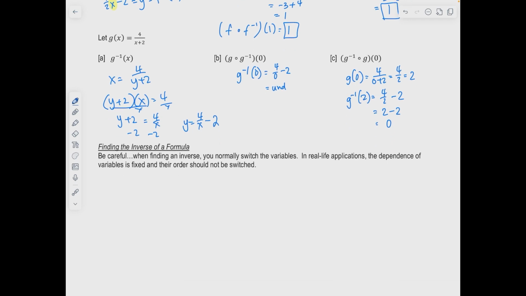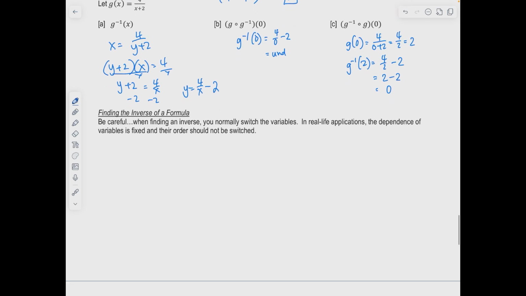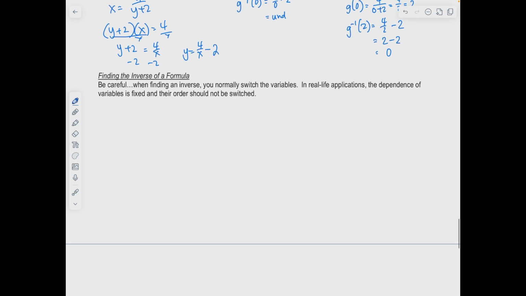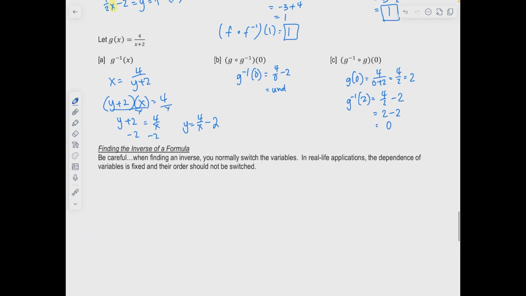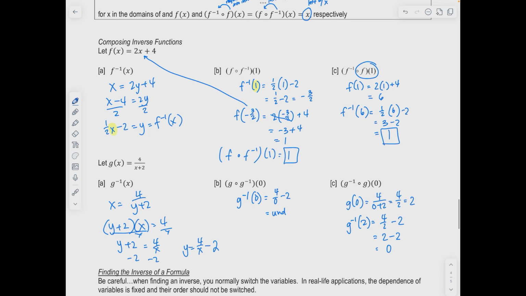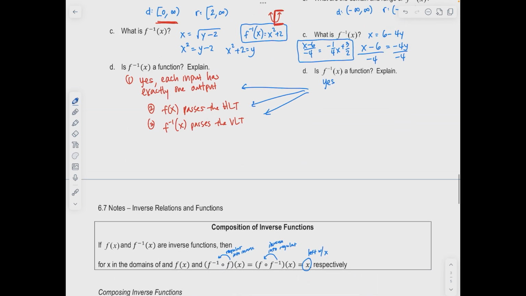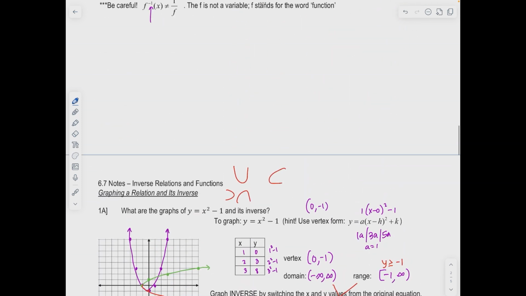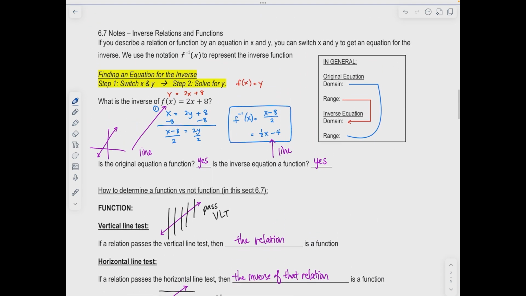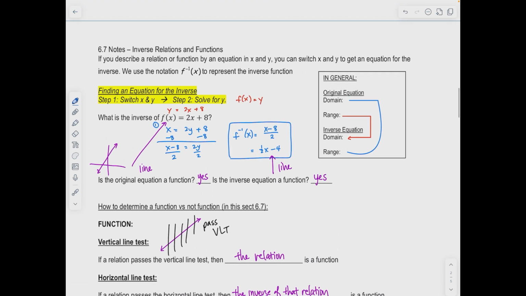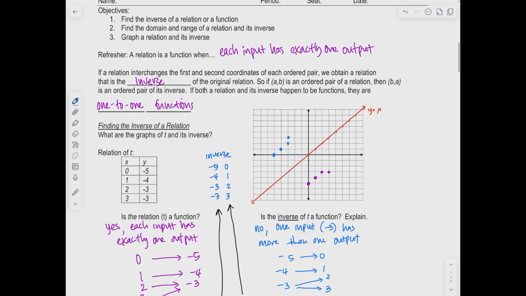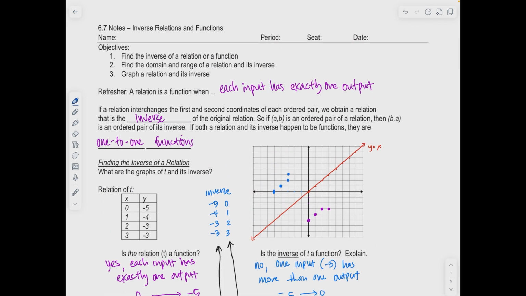Okay. Be careful when finding an inverse. You normally switch the variables. In real-life applications, the dependence of variables is fixed, and their order should not be switched. Okay, so just be careful on those things there. So that is our inverse functions. Hopefully you understand. Switch x and y and solve for y. Switch the domain, switch the range, switch the x's and y's when you're trying to graph as well. Okay, so that is 6.7.